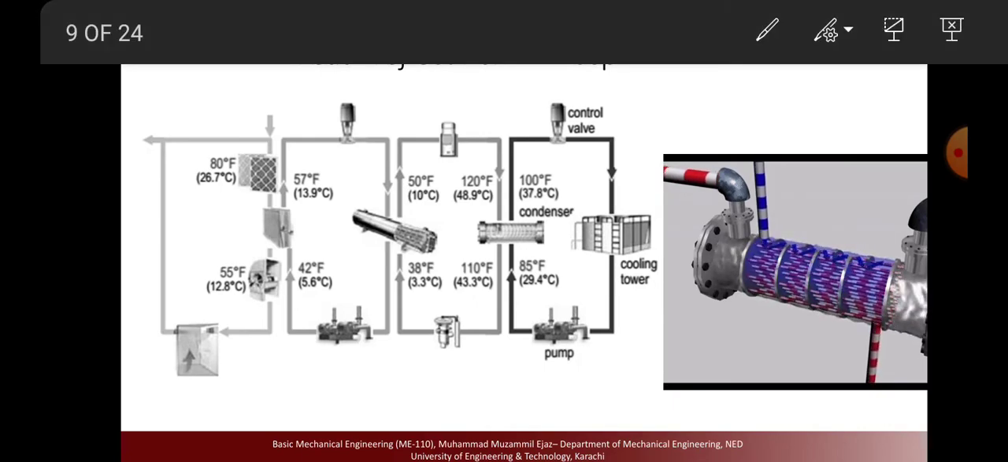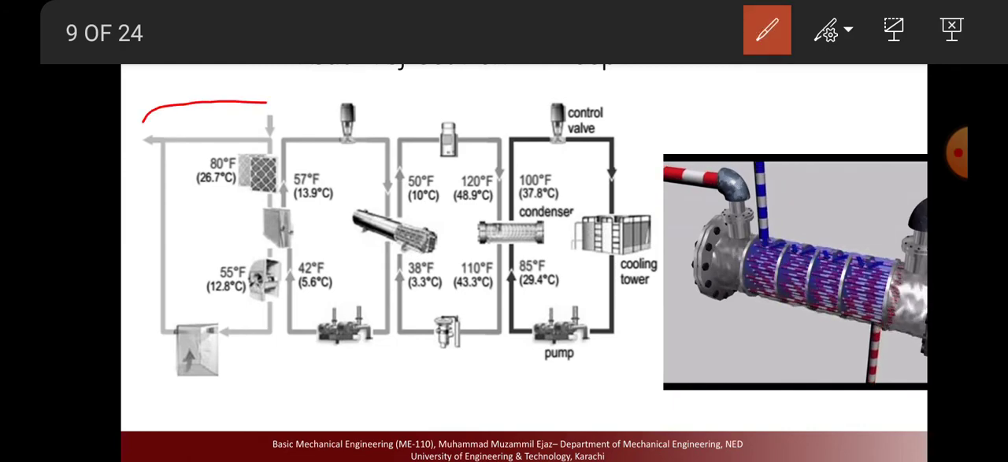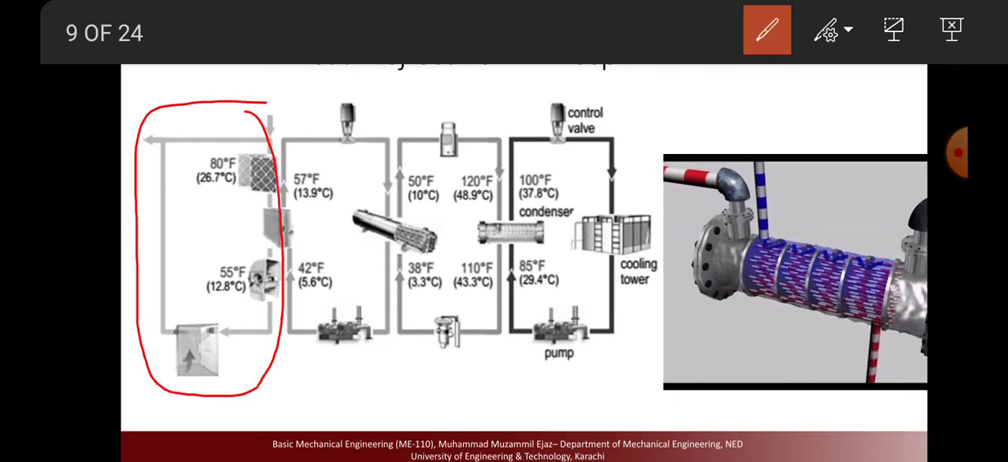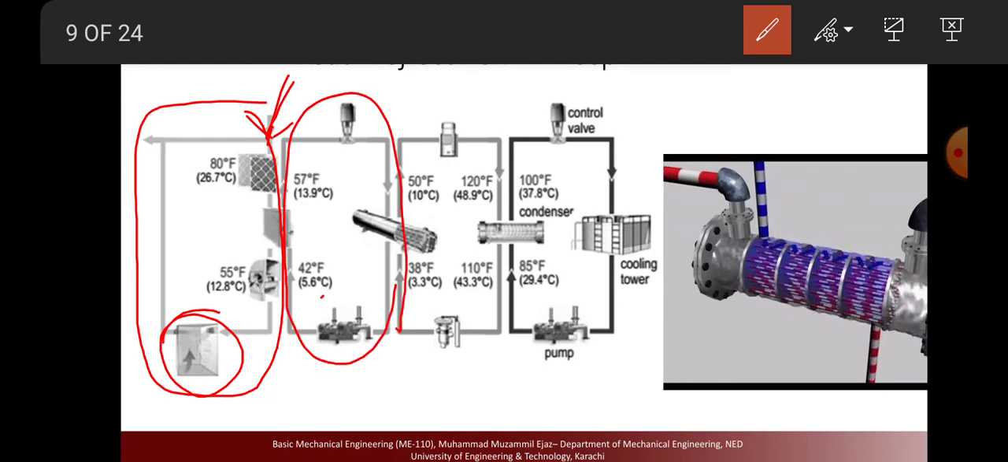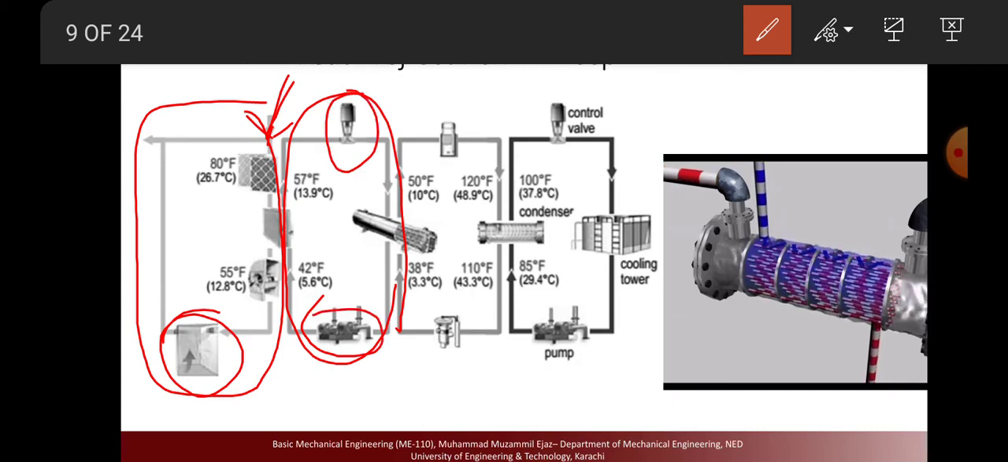If I draw, this is the air side, this is your room that is ventilated by circulation of air conditioned air, with the mixing of fresh air as per requirement, as per the ASHRAE standard, that is 35 liters per second per person. Then the air is cooled down by chilled water, and the chilled water is circulated by a pump that is also controlled by a valve.